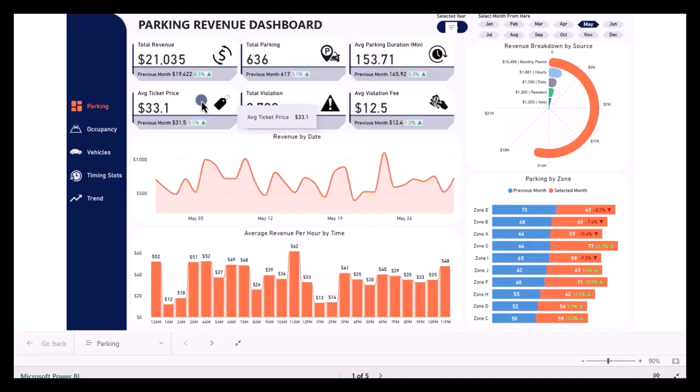After that, we have average ticket price and ticket violation. These show the average charge per ticket and how many violations occurred. Both metrics help identify if your pricing strategy and enforcement policies are working efficiently.